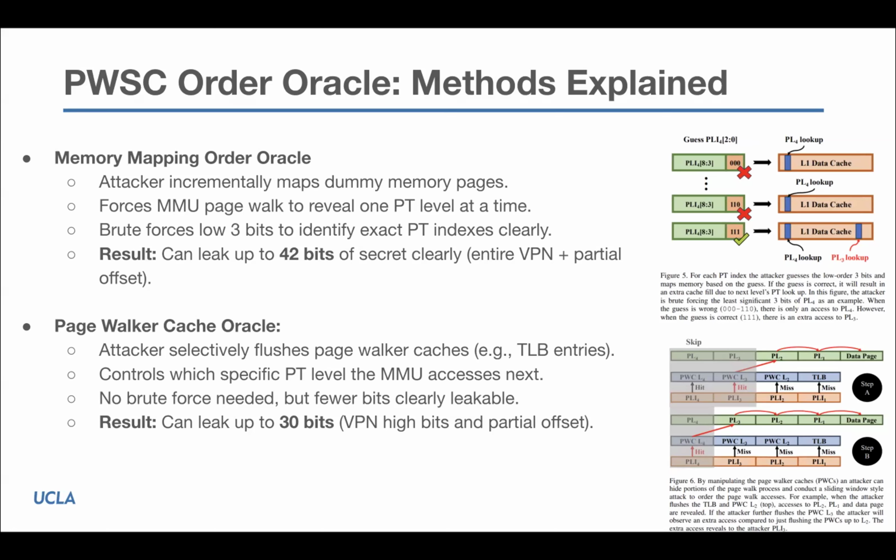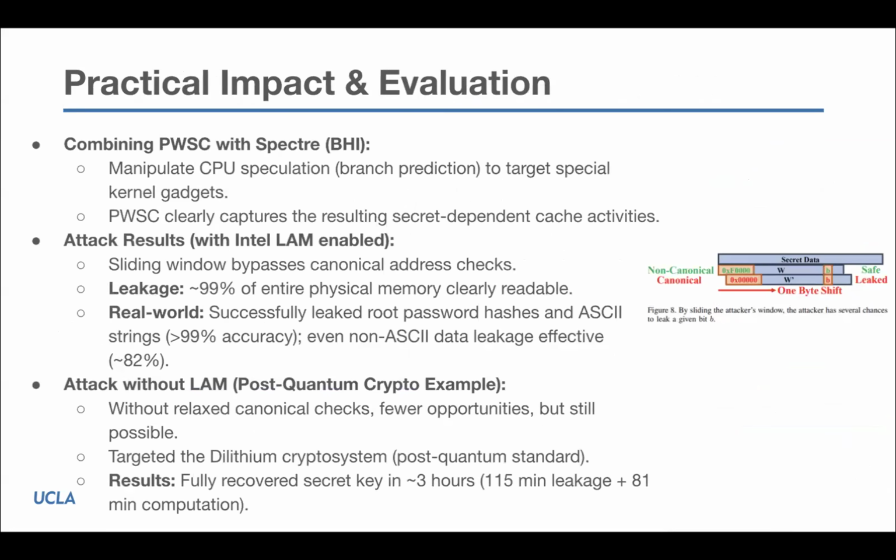And the paper also mentioned case study one, which combines the PWSC with Spectre PHT, which is basically a trick to get the CPU to speculatively run some sensitive kernel code. And this makes the CPU touch secret data in memory. And then PWSC picks up the cache traces that reveal what that secret was.